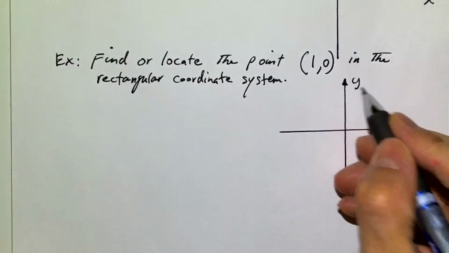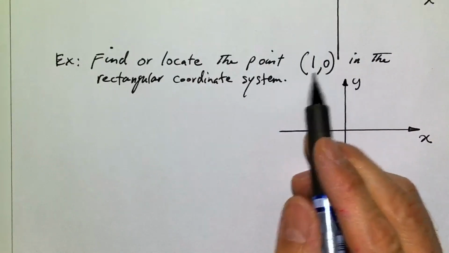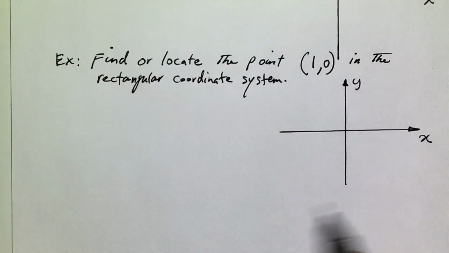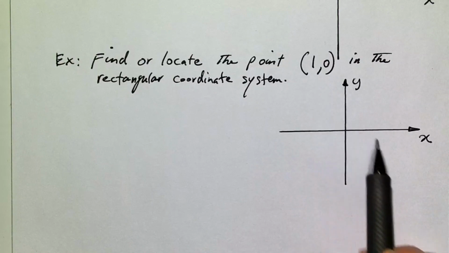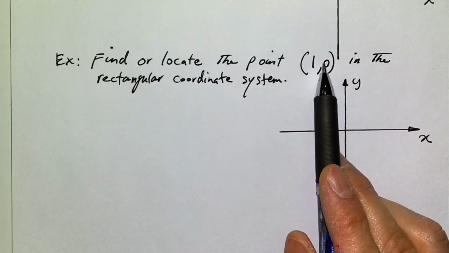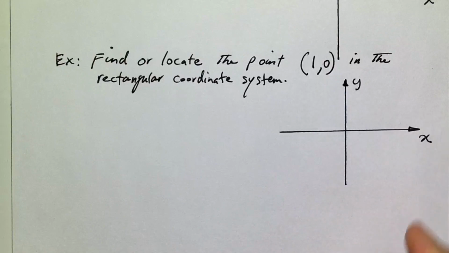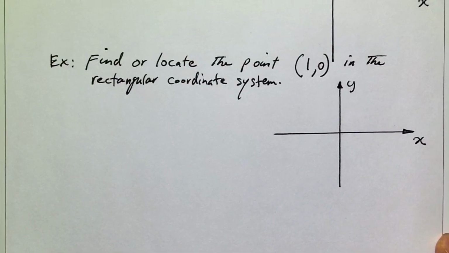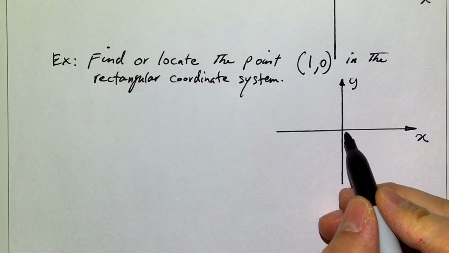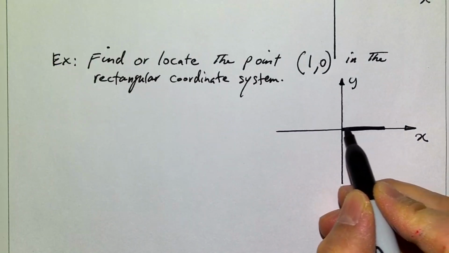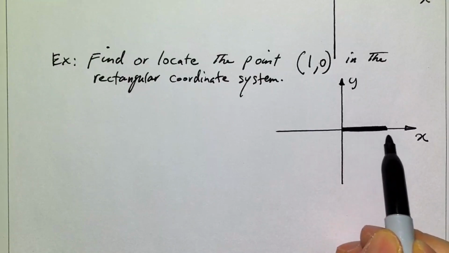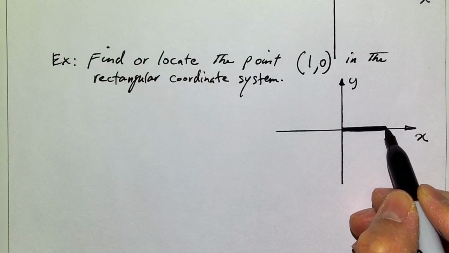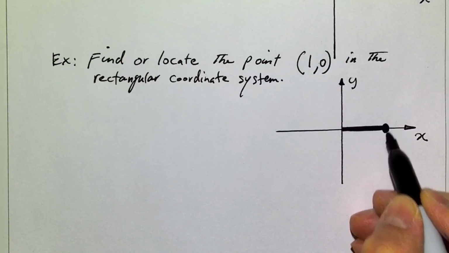So here, 1 represents the distance from the pole to some point, 1 unit. It could be 1 kilometer, 1 meter, or 1 inch. And 0 represents the angle from the positive side of the x-axis. It's 0, so we are on the x-axis. I will use one of my thick markers here to draw that. So we are here on the x-axis because the angle from the terminal side to the positive side of the x-axis is 0. Let's put a point right there.